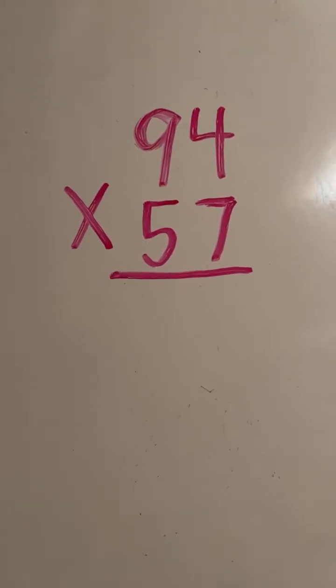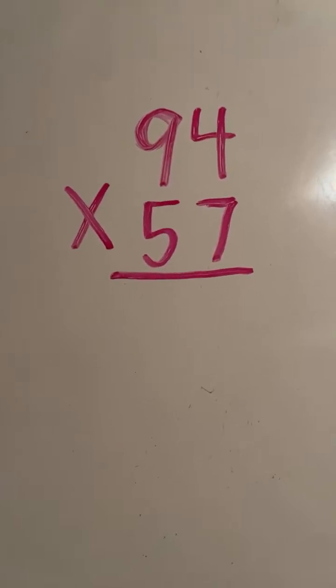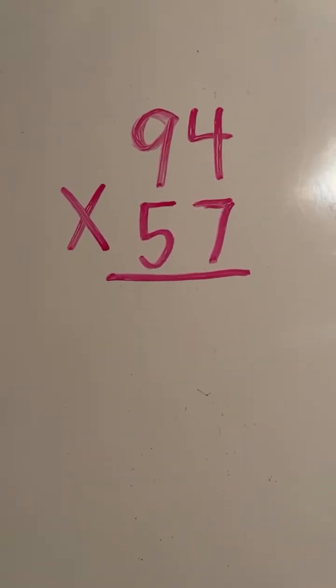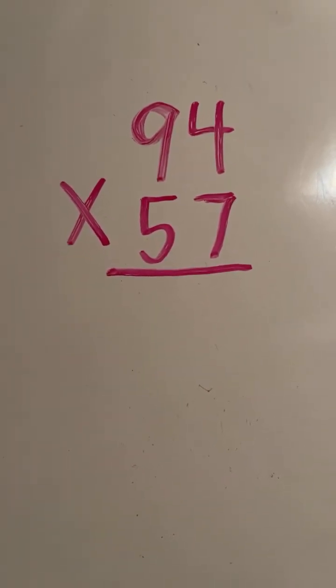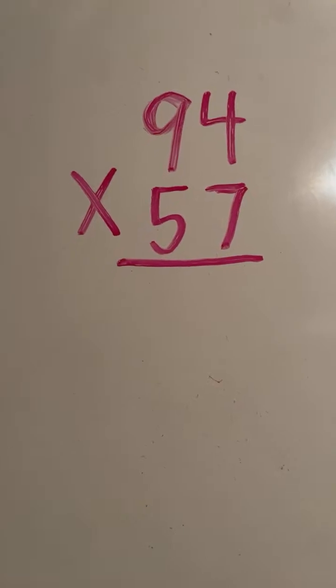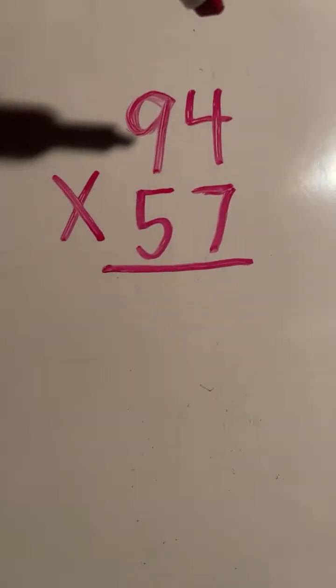So this video is going to be a brief review of 2-digit by 2-digit multiplication. 94 times 57 is my first example problem, and I'm going to go through step by step how to solve that problem. So step 1, we multiply the 2 digits in the ones place.